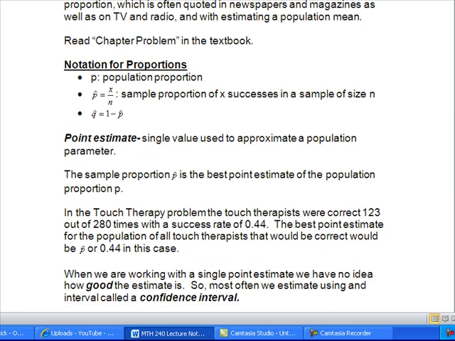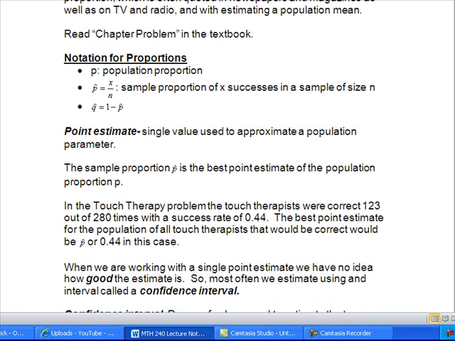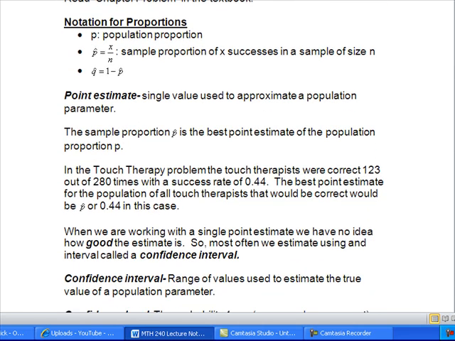Notation for proportions. We want in this section, 7.2, to be able to estimate a population proportion. So P is the population proportion. P hat is found by taking X over N. X is the number of successes, I should say, and N is the number in the sample. Q hat is simply the complement of P hat, so it's 1 minus P hat.